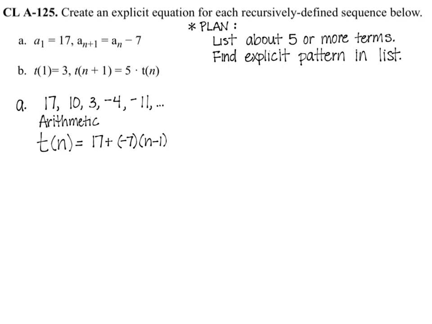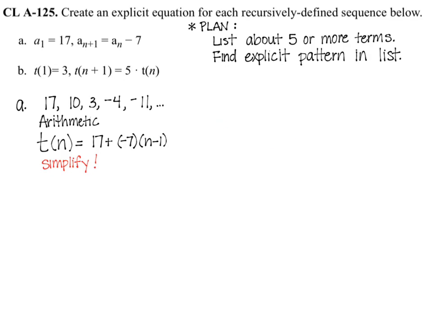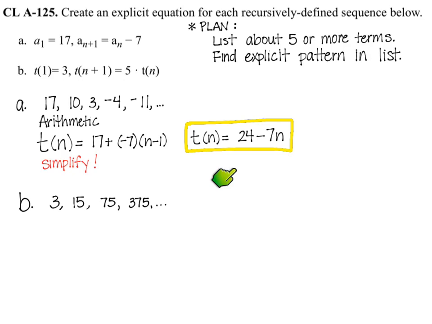And so the formula that we've learned in class and that we know to find any term of an arithmetic sequence, you can take the first term, add the common difference, times 1 less than the term that we're looking for, n minus 1. But you need to simplify that equation. So we need to distribute this negative 7 into the n minus 1 and collect like terms, and we end up with, to find any term, it would be 24 minus 7n.